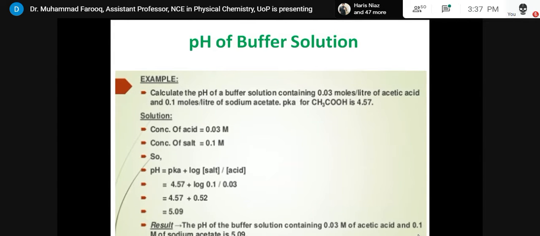Now, an interesting thing: if pH is given, and also the concentration of the salt is given, what will be the answer in the same equation? If pH is 5.09, what will be the concentration of hydrogen ion? Can you determine?